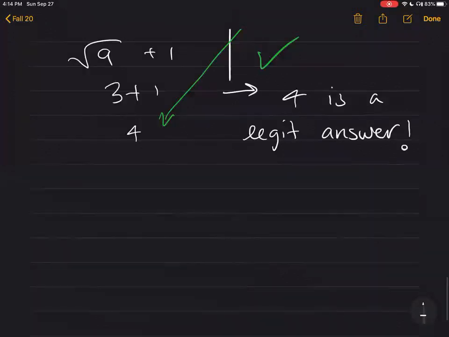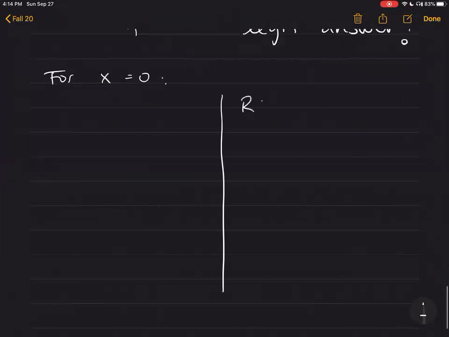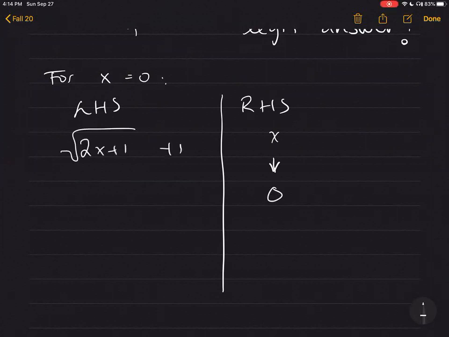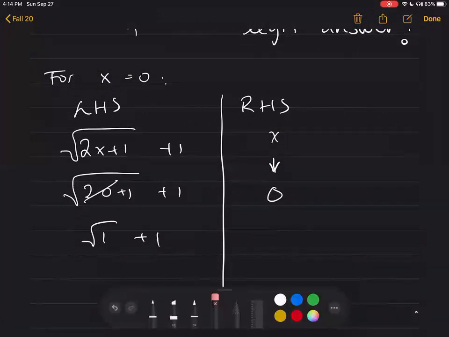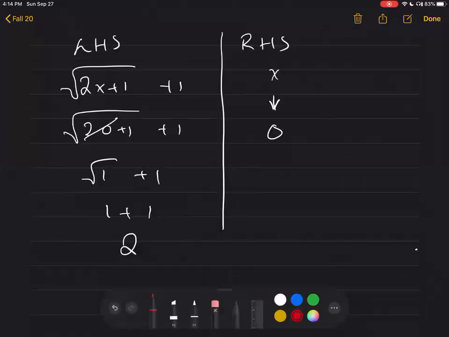Now we need to check x equals 0. So for x equals 0, we'll do the same thing. We'll have right-hand side, left-hand side. So x, plug in 0, we just get 0. And if we start with this one, again, square root of 2x plus 1, plus 1. Plug in 0, that gets us the square root of 2 times 0 plus 1, plus 1. That goes away, so we get square root of 1 plus 1, which is, sorry, getting ahead of myself here, 1 plus 1, which is 2. These do not match. See?